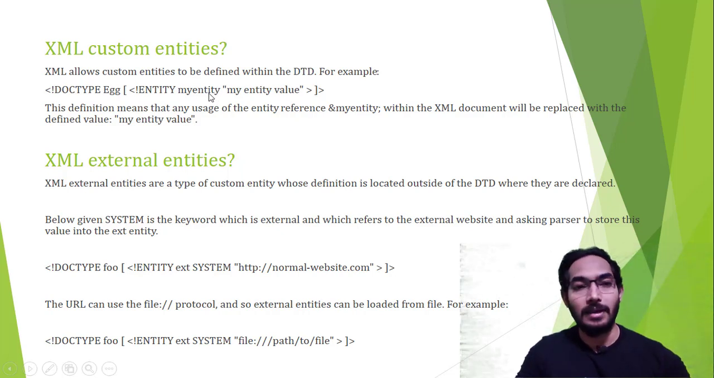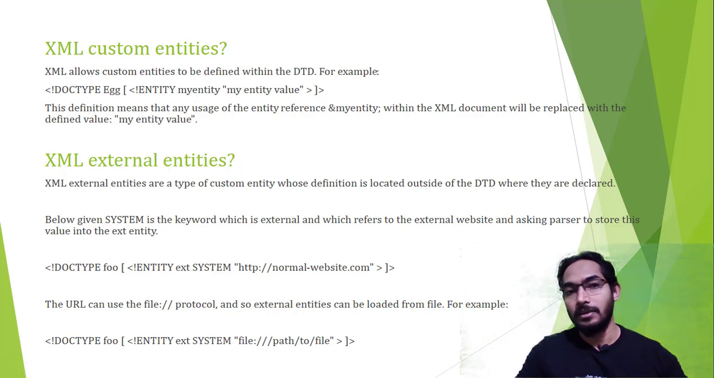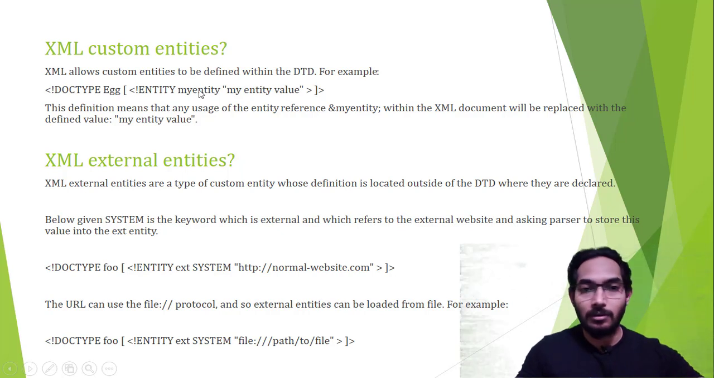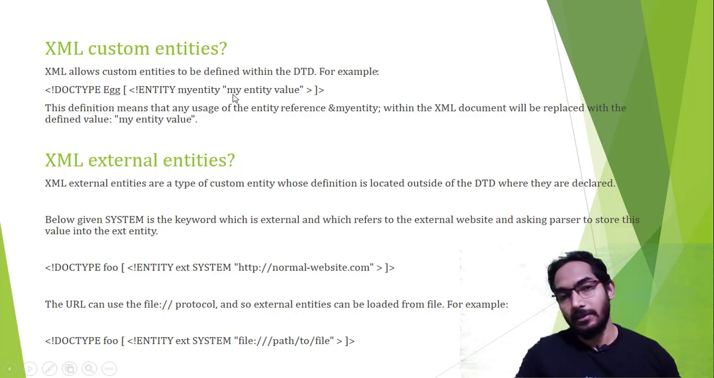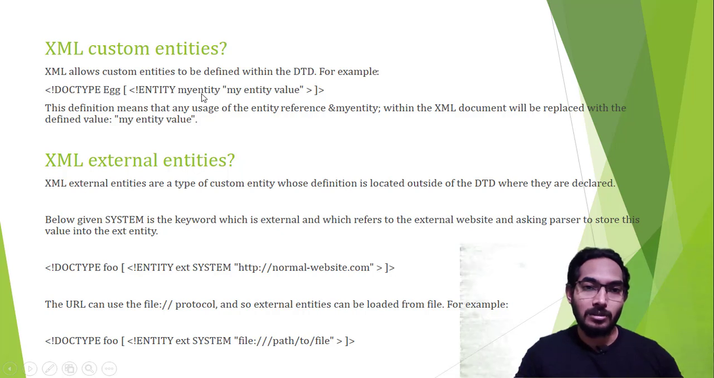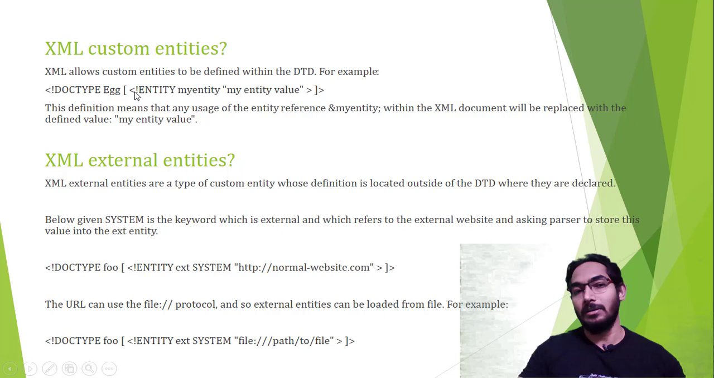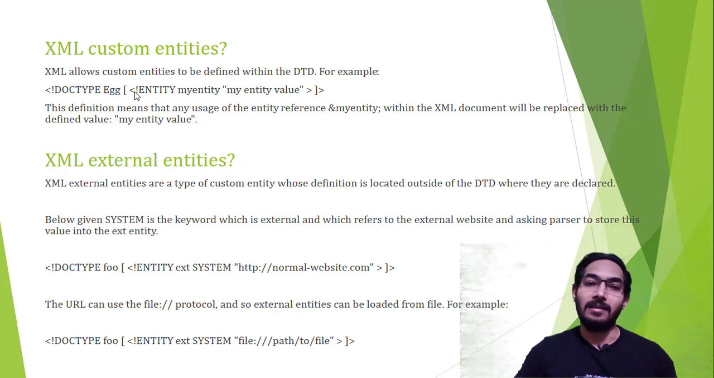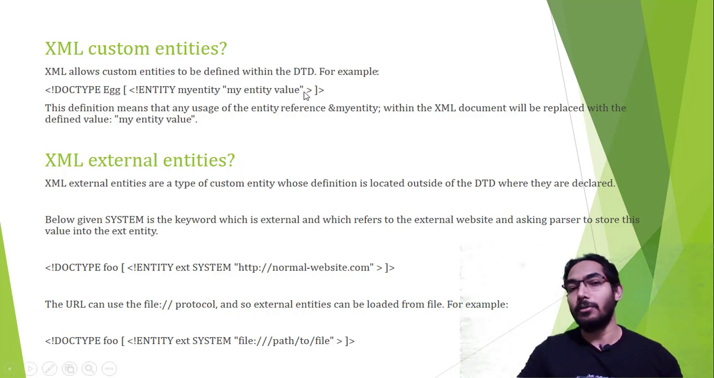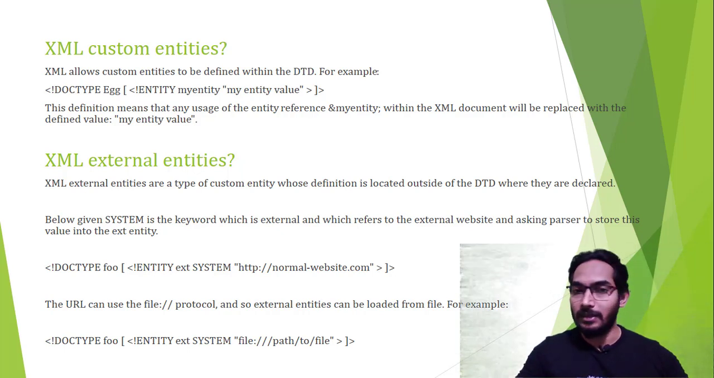And as I already told you, an entity is nothing but something which stores a value, because it acts as a variable. So here we have given a name to the variable or entity, that is myentity, and this stores a value like myentityvalue. So this is the value which will be stored by myentity, right? Here we have just created it, and this is the problem with XML, because it allows XML data or entities to be created within the same document type. So these are custom entities, and now we will see what an XML external entity is.